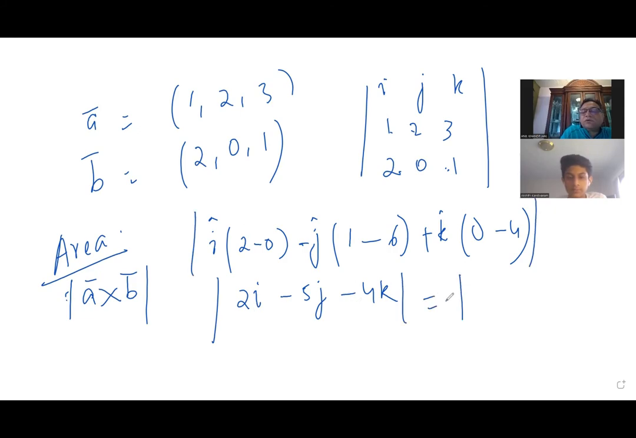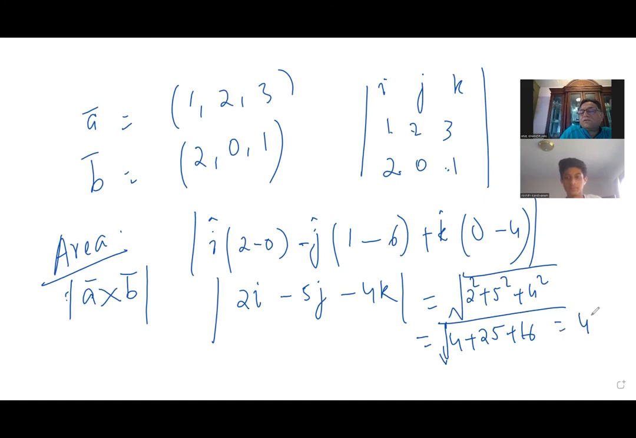Which is the square root of 2 squared plus 5 squared plus 4 squared. 4 plus 25 plus 16, that is 45. 45 is 9 times 5, so 3 square root 5. Is it okay? Yes, sir. Unit square. That is how you are going to find the area between the vectors.